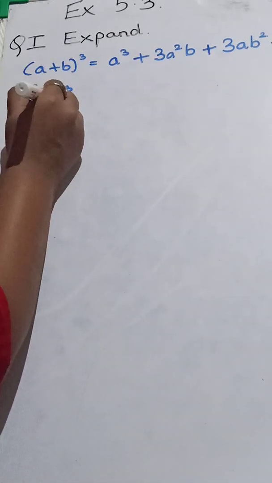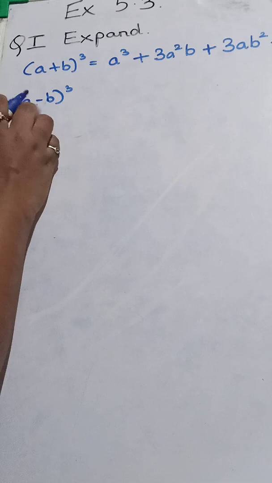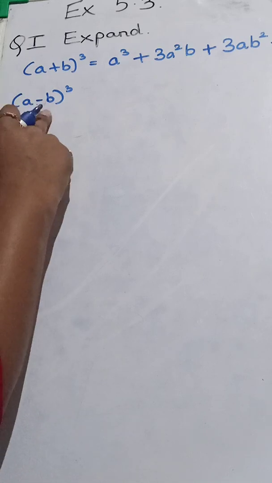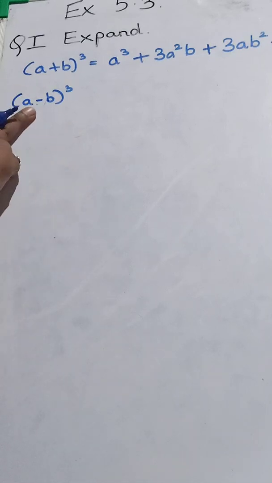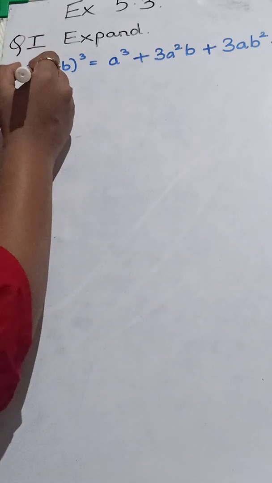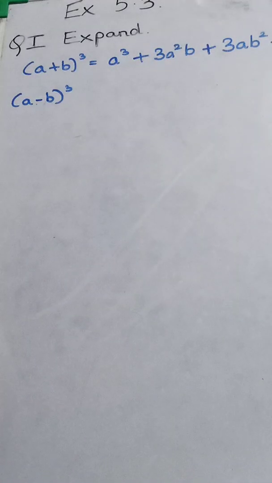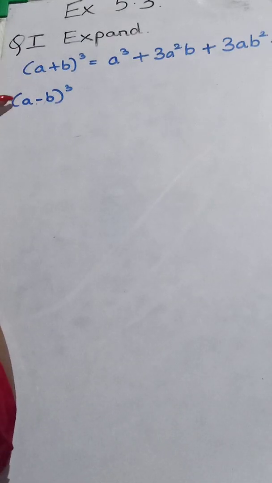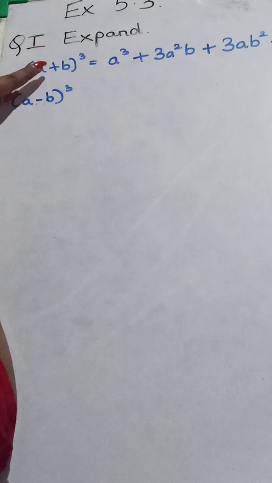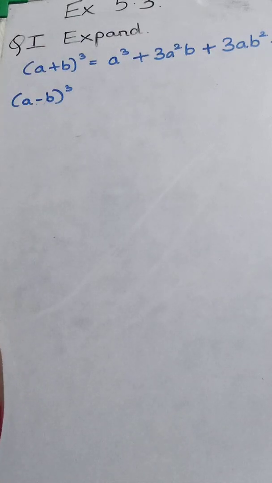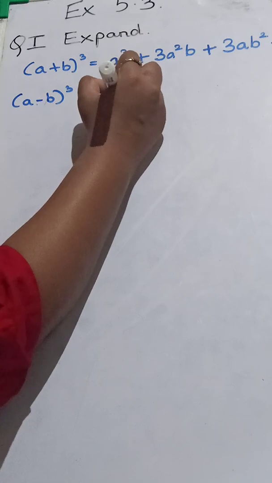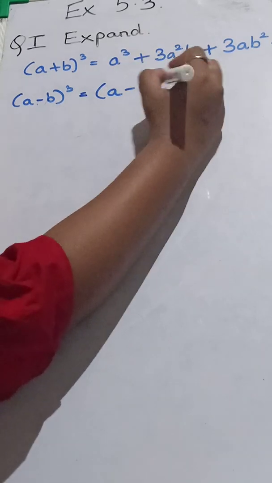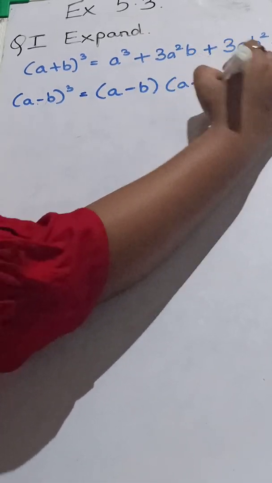Now (a minus b) the whole cube means we are going to expand this formula and check what we are going to get here. This formula was being used in the last exercise. Same thing we are going to repeat again. Only the sign is changing. That is, instead of plus b, it is becoming minus b. So now we are going to expand this. Last time how we had expanded, the same way we are going to expand it.